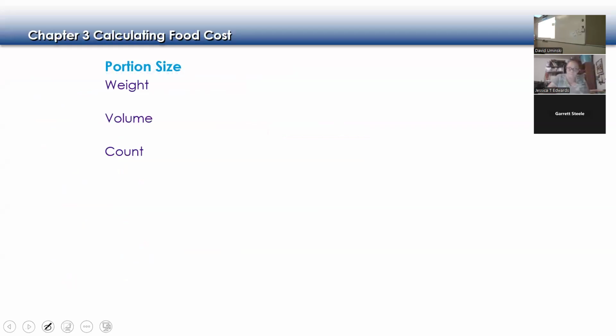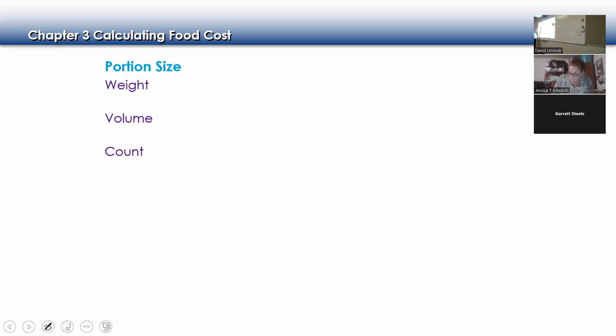All right, so our portion size. This goes back to what Lydia said, so we know how many portions we're going to get out of our recipe. That's one benefit of having a standardized recipe. Our portion sizes can be controlled by weight, volume, and count. Okay.